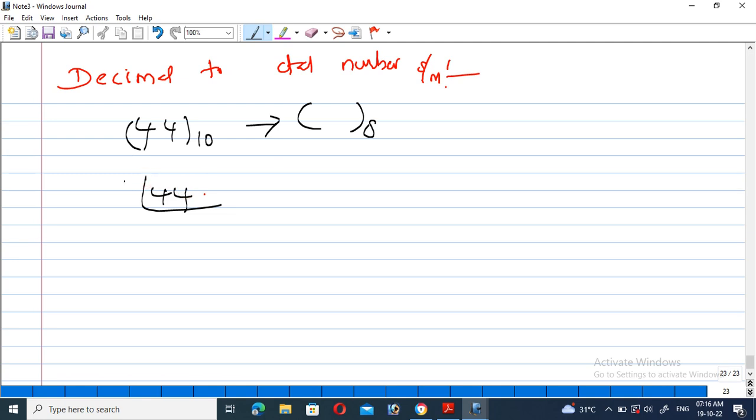44 is divided by 8, because our targeted number system is the octal number system. So 8 5s are 40, right? So you will get the remainder. Therefore the answer, you will follow in this direction, bottom to up direction. Therefore 54 is the equivalent number in case of the octal number system, right?